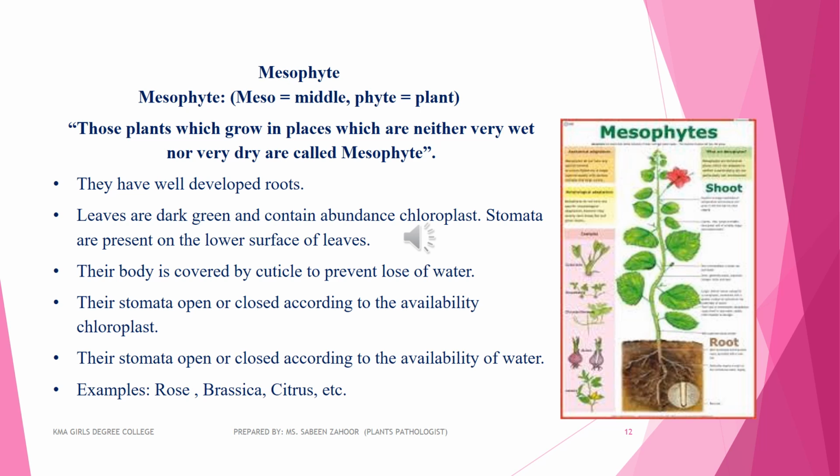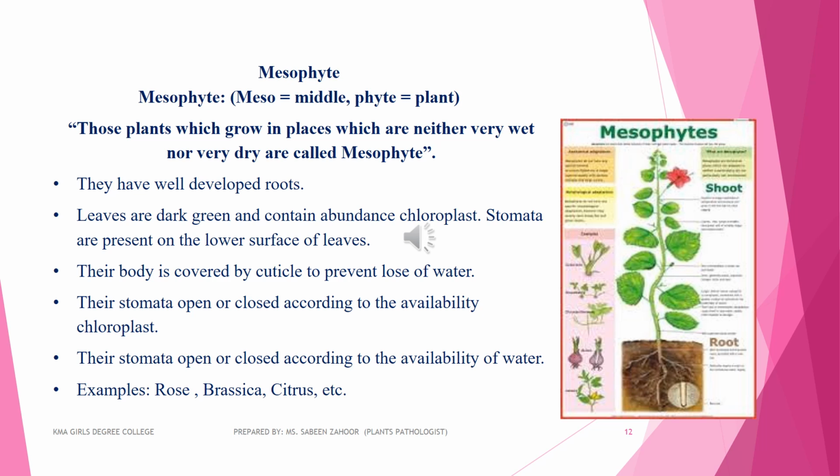So they have a well-developed root system. Leaves are dark green and contain abundant chloroplast. Stomata are present on the lower surface of the leaves. Their body is covered by cuticle to prevent the loss of water. Right? Covered with cuticle so that a large amount of water is not lost by transpiration. Their stomata open or close according to the availability of water.